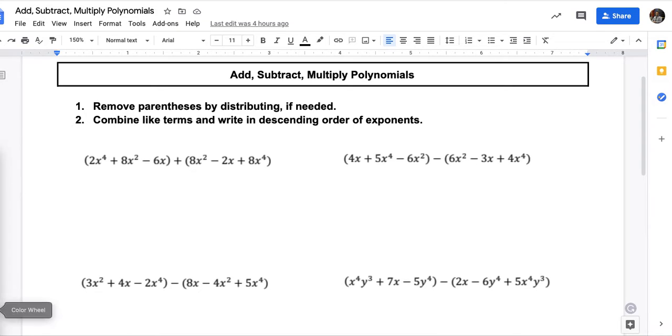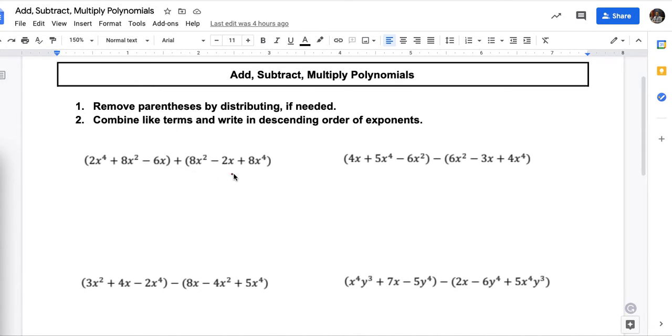Hello, so today we're going to look at adding, subtracting, and multiplying polynomials. This is in Unit 3C. So the idea here is mostly combining like terms. A few things you've got to watch out for: whenever you've got parentheses, you've got to find a way of getting rid of them, and that means a lot of the time looking at the signs outside of the parentheses. So let's take a look at a few examples.